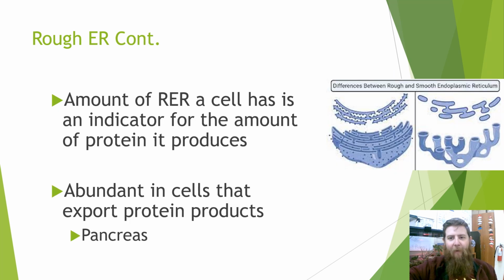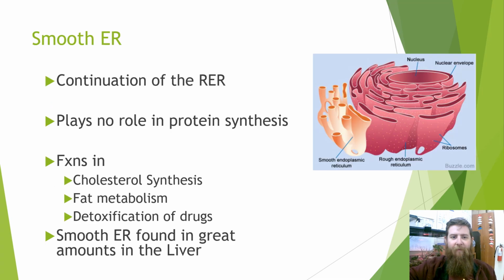The amount of rough endoplasmic reticulum you have is an indicator for how much protein you produce as a cell. So cells that produce a lot of protein, like the pancreas in humans, have a lot of rough endoplasmic reticulum. Those that don't make a lot of protein have less endoplasmic reticulum.